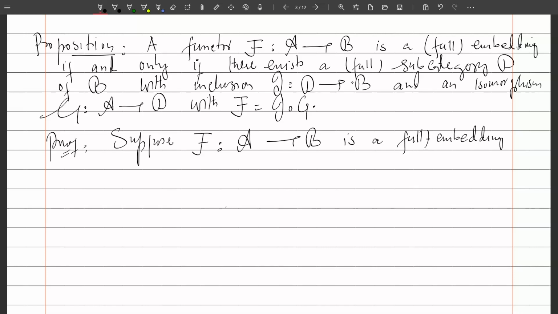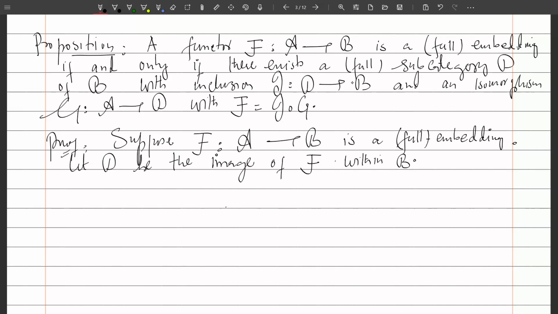So it's a full embedding. Now by embedding we mean this F is injective on the morphism class. Now let us consider D to be the image of F within B.